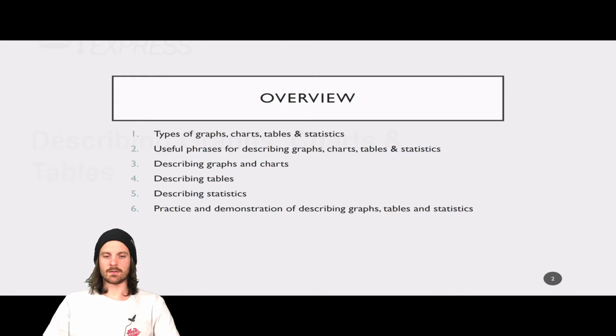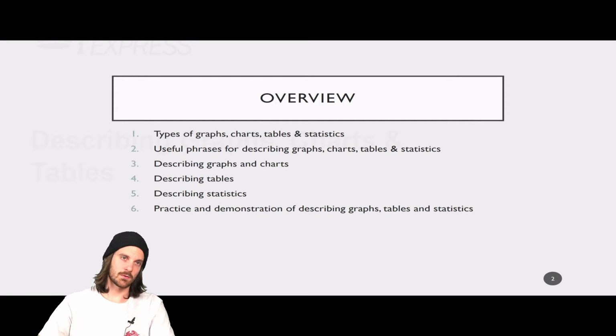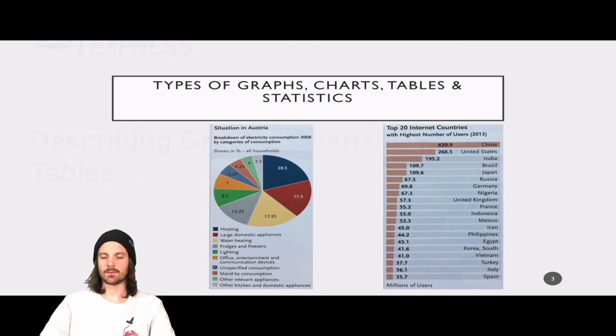At first, I'm gonna tell you what types of graphs, charts, tables, and statistics there are, or you should know actually. Then we're gonna have a look at useful phrases for describing graphs, charts, tables, and statistics. Then we're gonna describe graphs, charts, tables, and guess what? Statistics. And in the end, we're gonna have a look at some sort of demonstration for graphs and tables and statistics, of course. So types. What types are out there?